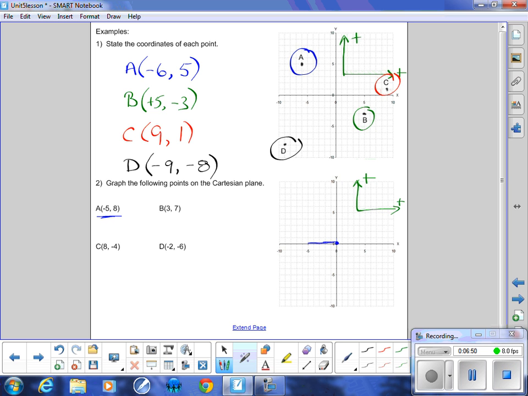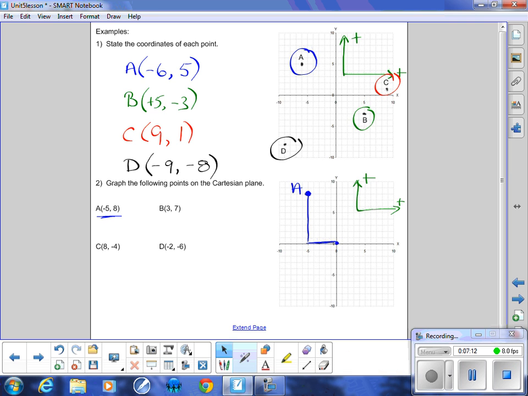Now I'm using my marker here to show the counting. You can just use your fingers. You don't actually have to draw this line here. But if it helps off the start, please go ahead and do it. So negative 5. And then it says I have to go up 8. So 1, 2, 3, 4, 5, 6, 7, 8. So there, put a big dot there. I put the A with it. That is where point A is.